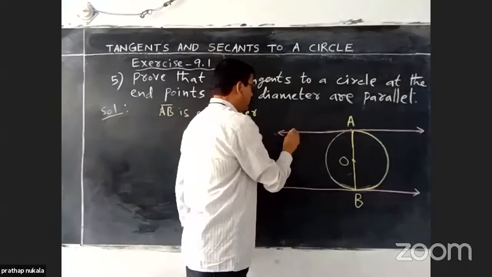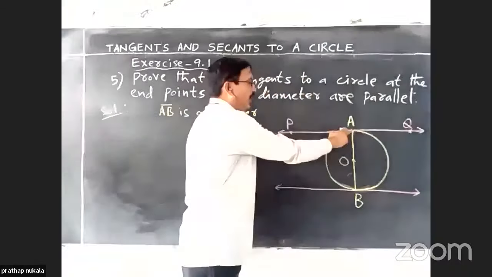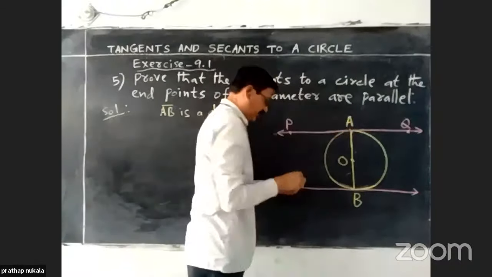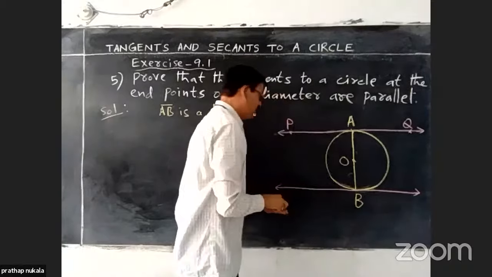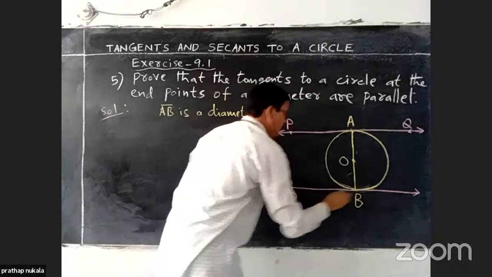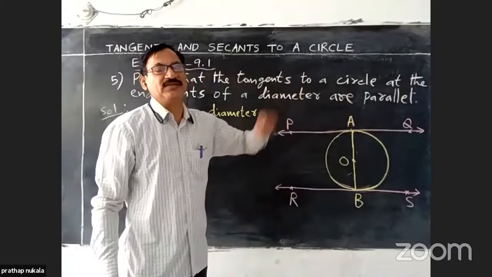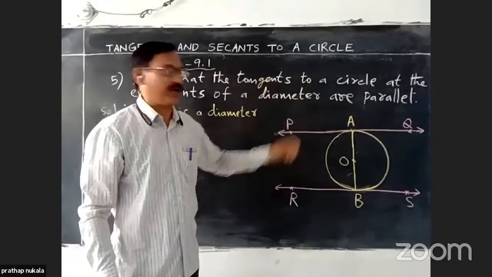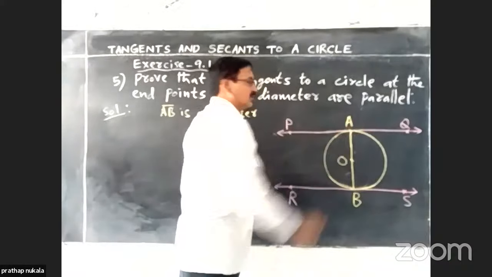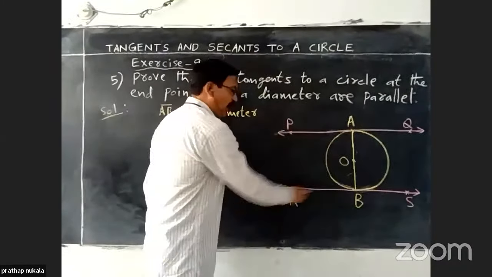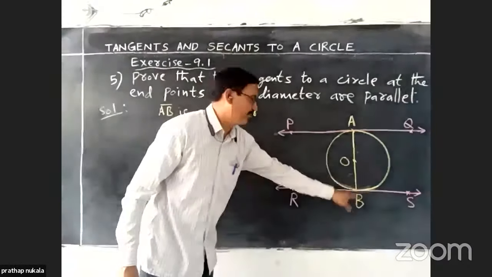Call them as PQ is a tangent through one end point A of the diameter. Next, RS, the line or tangent. A tangent is nothing but a straight line which touches the given circle at a particular point, or at only one point. PQ is the tangent drawn through the end point of the diameter A, and RS is a tangent drawn through an end point of the diameter B.